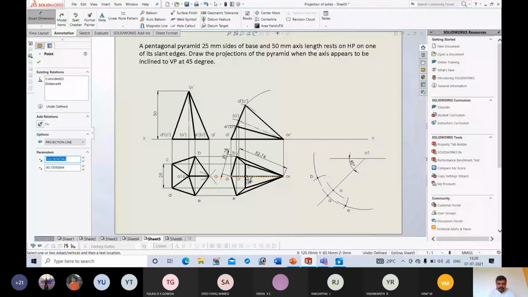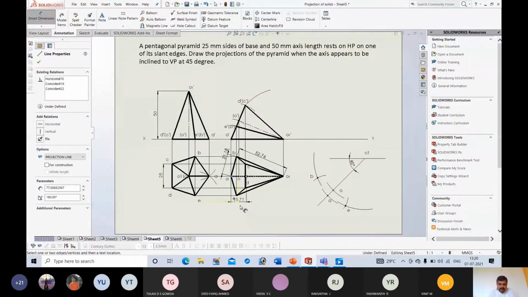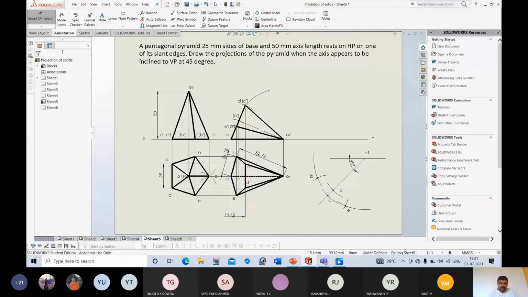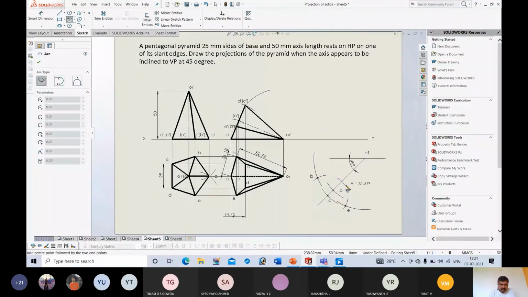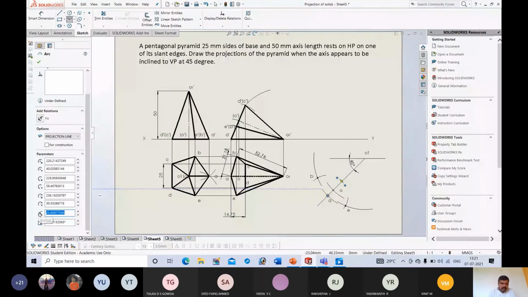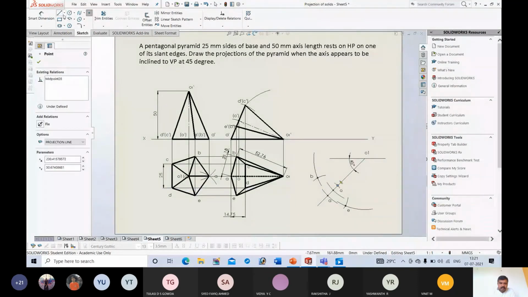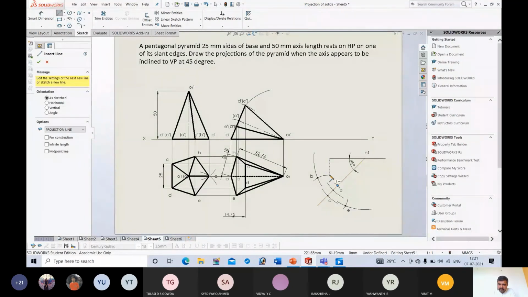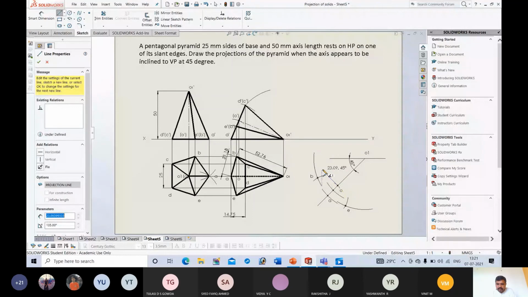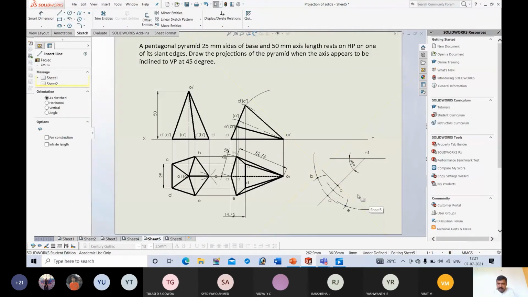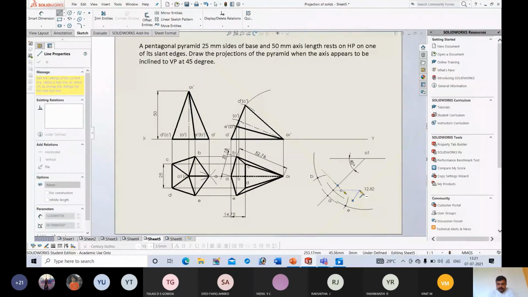I will consider this radial distance. From A, I will draw an arc. Next, I will draw a line perpendicular to this 45-degree incline. From this point, I will draw a line. If you are following this procedure, you should use a scale and protractor. It should be perpendicular.